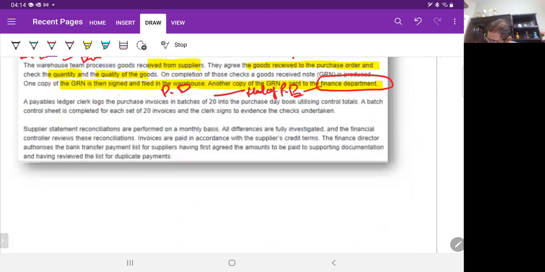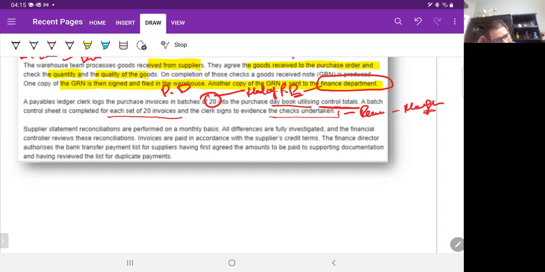A company ledger clerk logs the purchase invoices in batches of 20 into the purchase day book, utilizing control totals. A batch control is completed for each set of 20 invoices. A clerk signs as evidence that the checks were undertaken. Again, no review. It should be done by the manager. For suppliers, there should be a recalculation to confirm the correct amount, and it should be reviewed by the finance director or the manager, but it was not done yet.